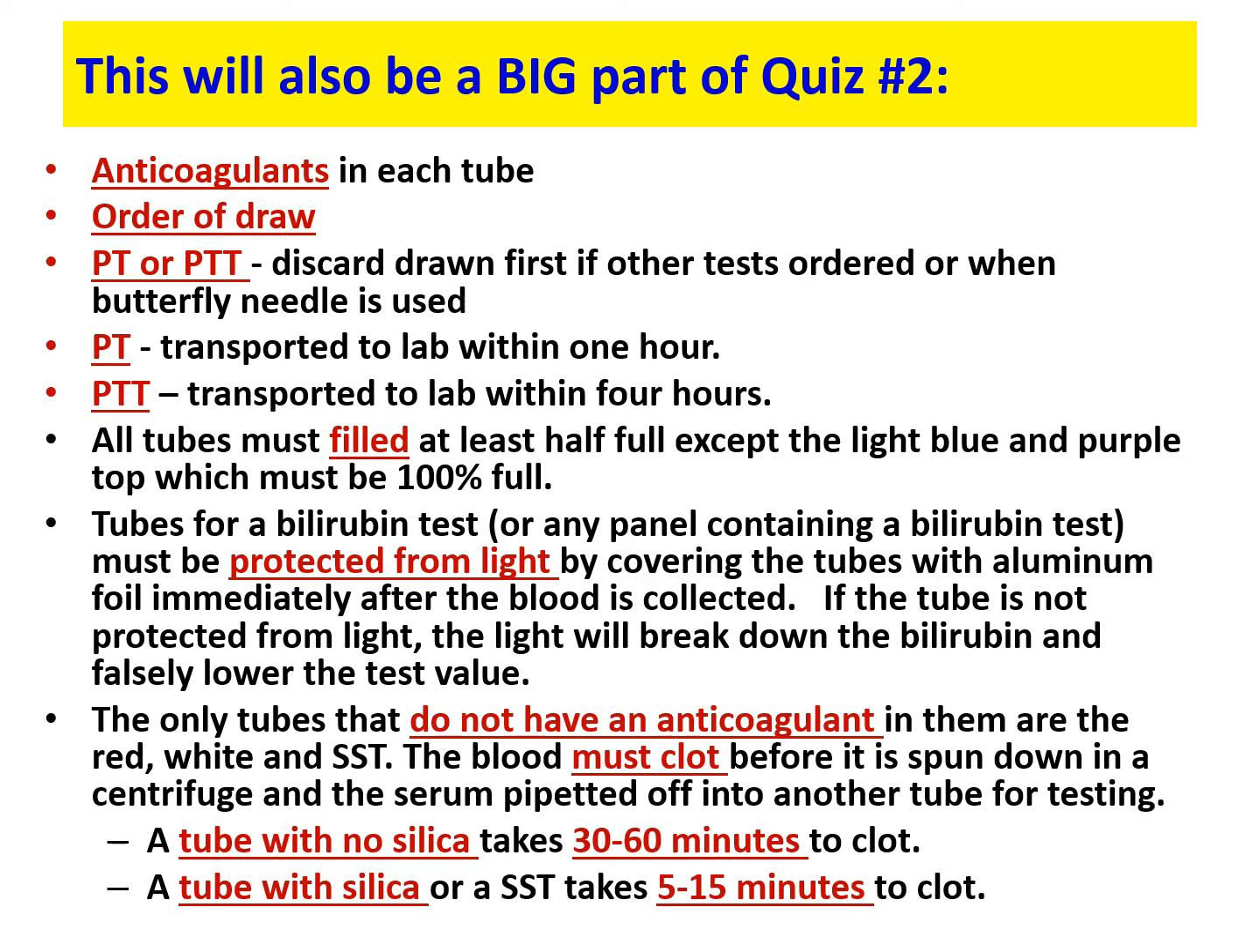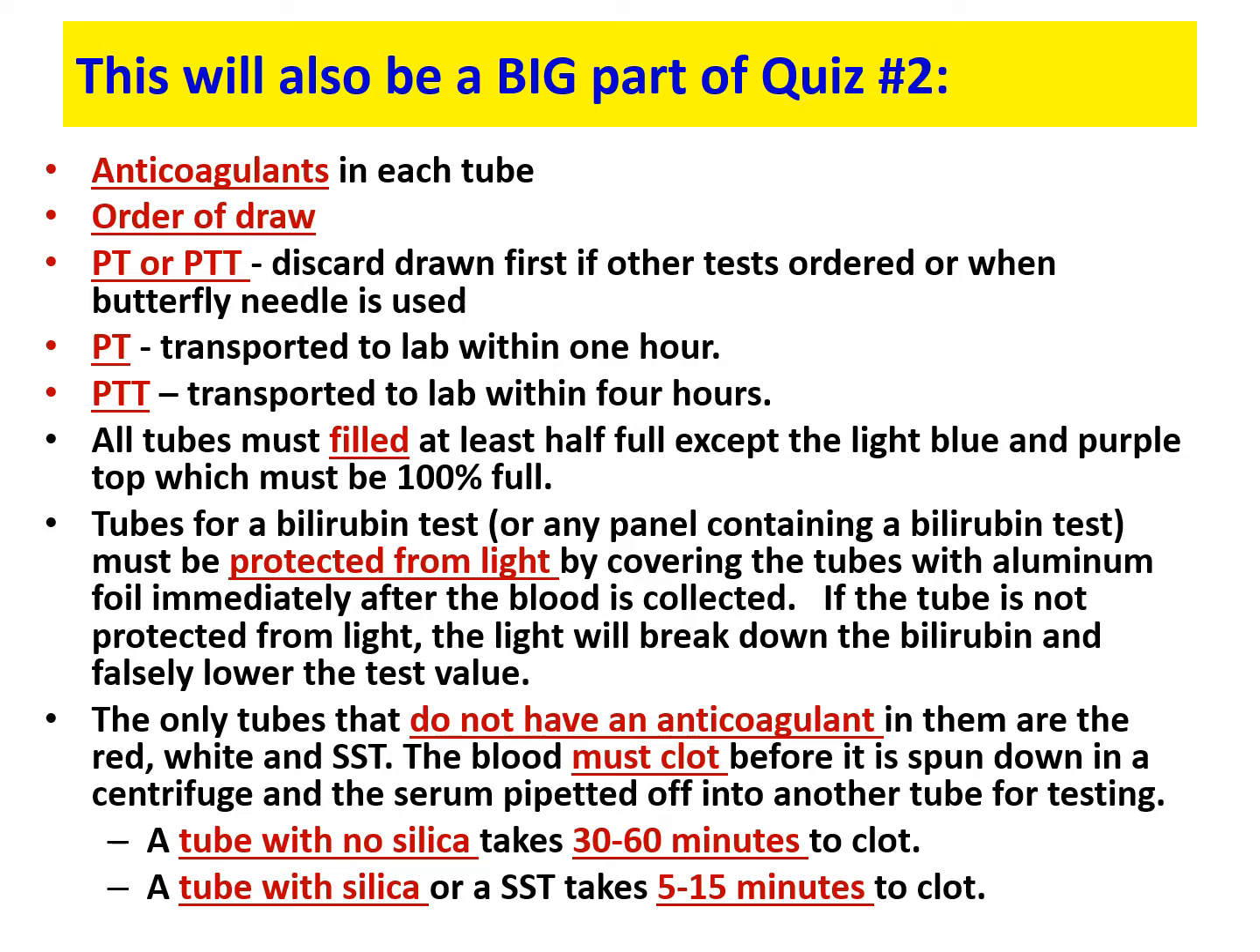Remember, if that tube is not protected from the light, the light will break down the bilirubin and falsely lower our test results. Also keep in mind, if the panel or test you're drawing is ammonia, or if that panel has an ammonia test in it, you would not want to use a green top that had ammonia heparin in it. Consequently, if your doctor has ordered a lithium test on a patient, you would not want to use a tube that had lithium heparin in it. It will falsely elevate your lithium results. It will falsely elevate your ammonia results.